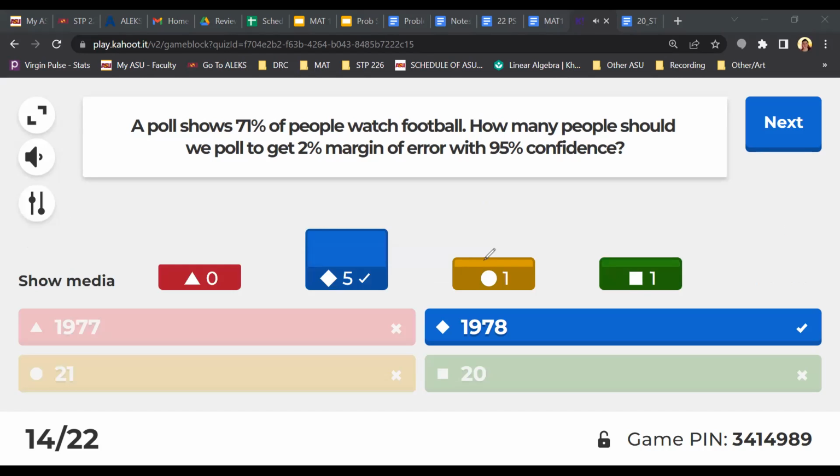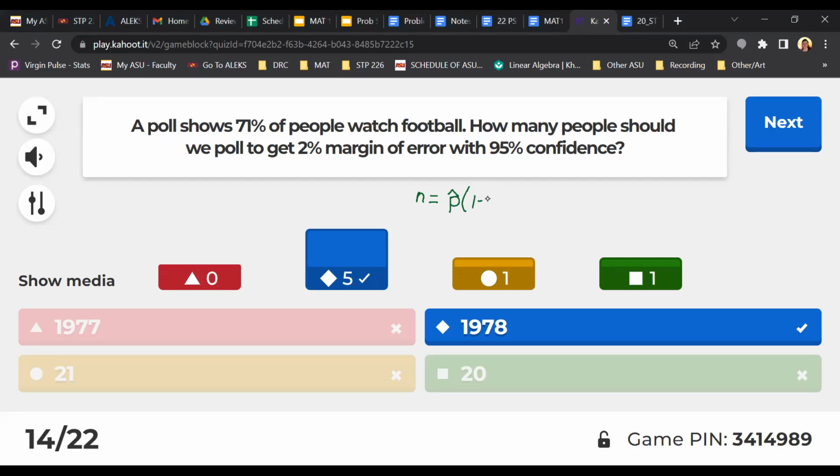All right, pretty good. So we know that this one is asking for how many people should we sample, should we poll? So this is n equals, and then hopefully we'll have this on our reference sheet, p hat times 1 minus p hat.